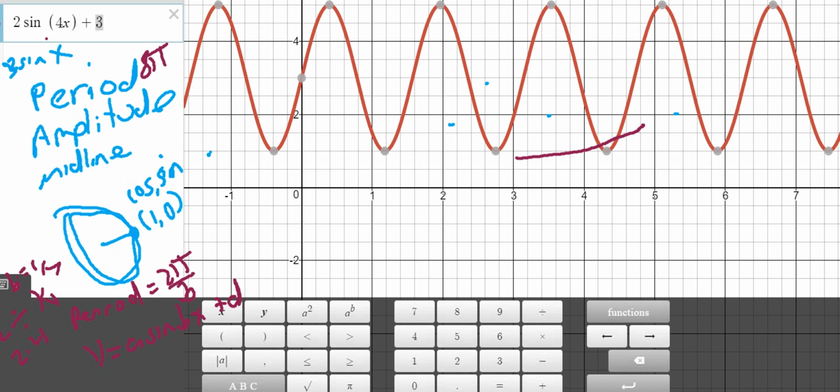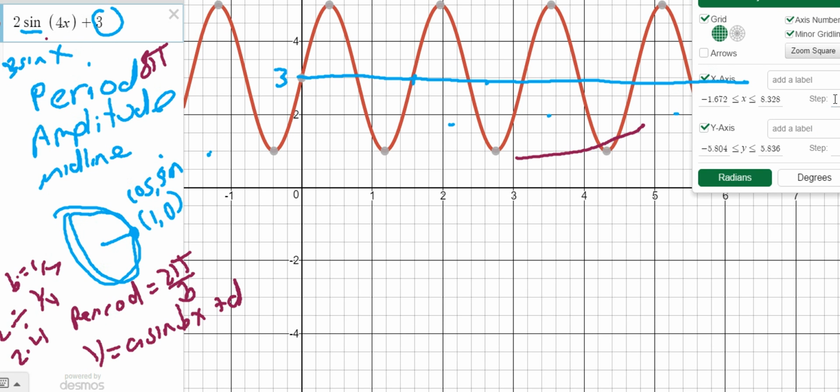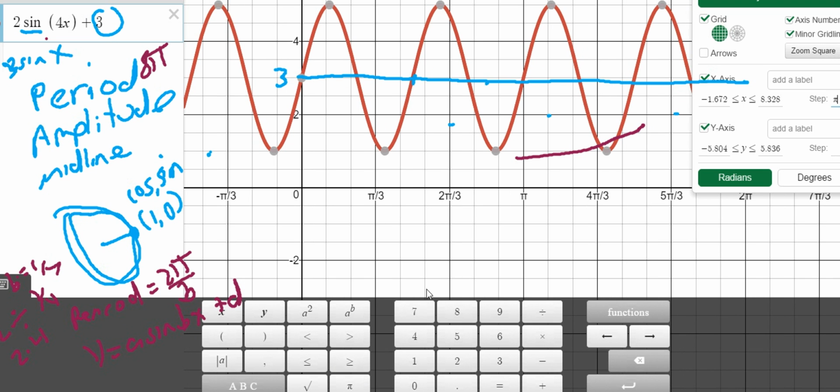And I'm going to change my color that I'm drawing with. To here. See, note this. At 3, halfway between 2 and 4. So this is 3. This is my midline. So sine, right? It's going to start off and do this. Oh, I haven't changed my thing on this one. Okay. Step. Okay. Pi.